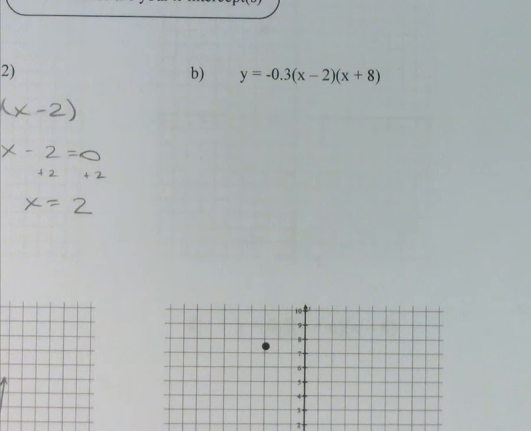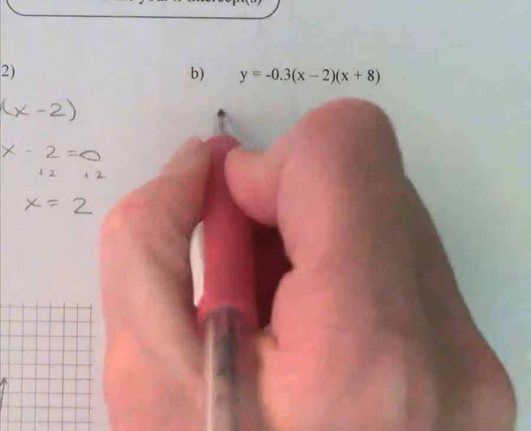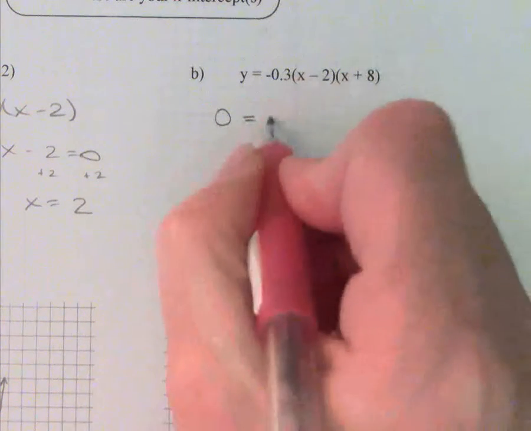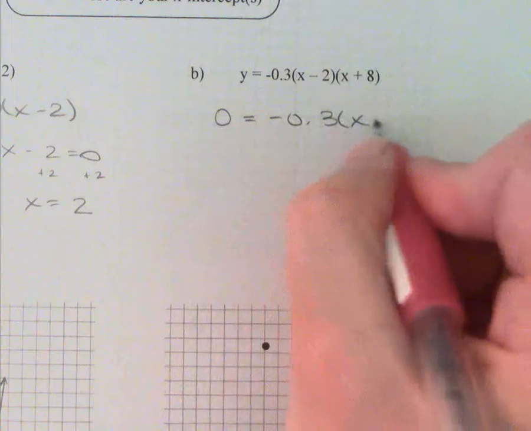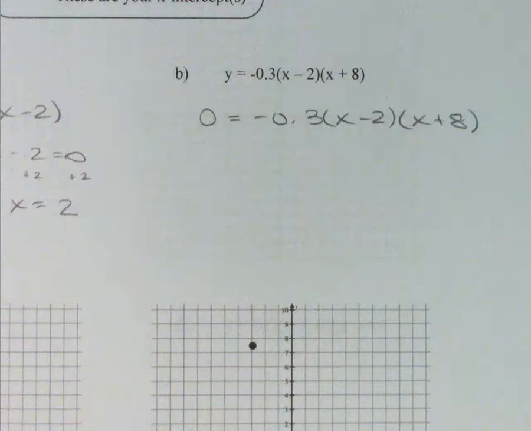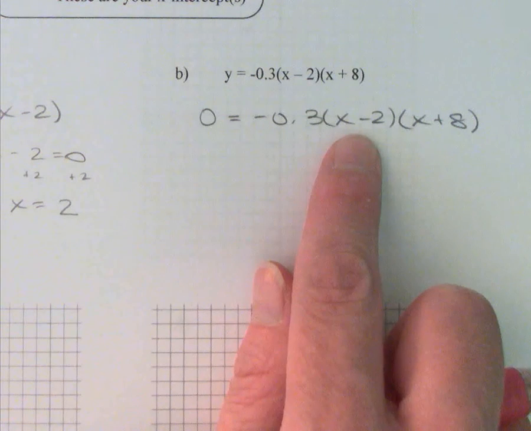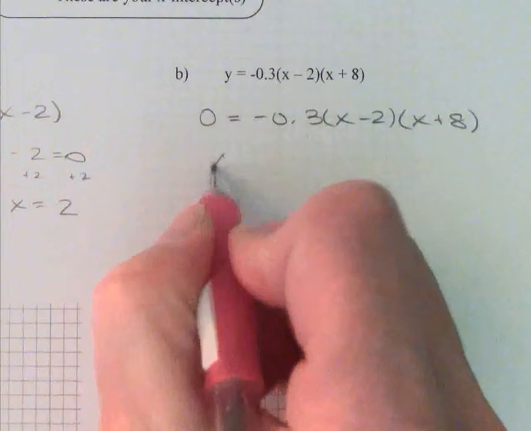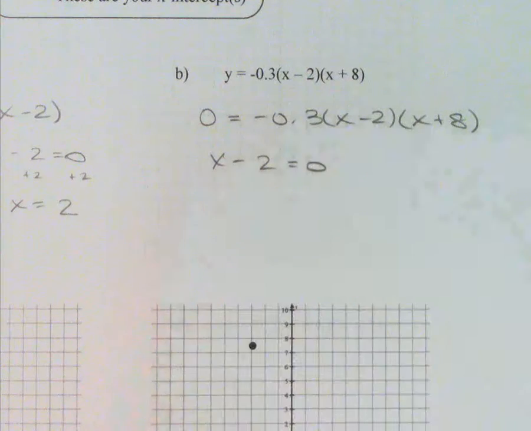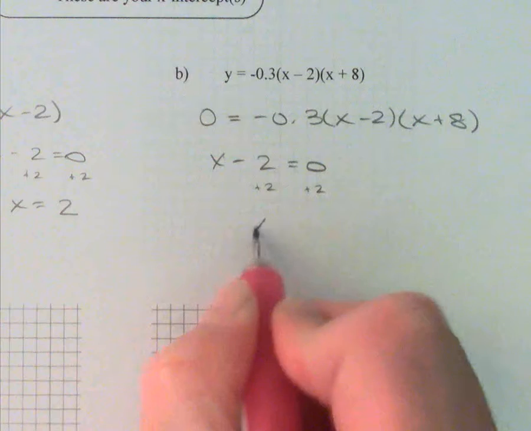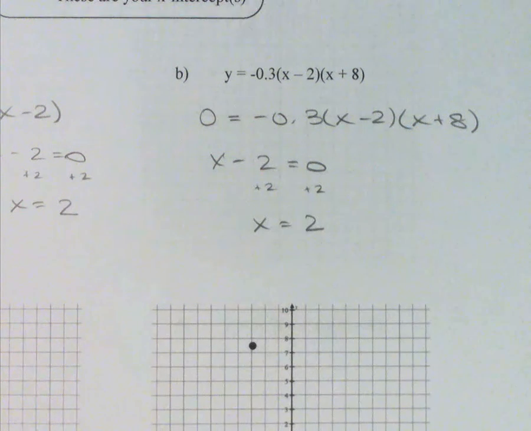Okay, so if I look at this one, to find this x-intercept, I'm going to put y as 0. And then I'm going to write my equation again. So to find out what makes this true, either this bracket has to be equal to 0 or this bracket does. So I'm going to say, well, maybe it's x minus 2 is equal to 0. So what I do then is I add 2 to both sides. So in this case, x is equal to 2.